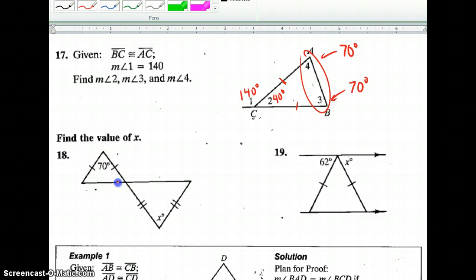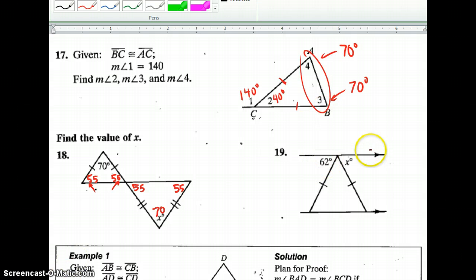If that's 70, these two have to add up to 180, so they're 110 altogether, so each one's 55. This one's vertical, so it's also 55. Oh, look, we're in a new isosceles triangle, also 55. 55 and 55 is 110, so guess what? It's also 70. This is 62, and we have, just a second.